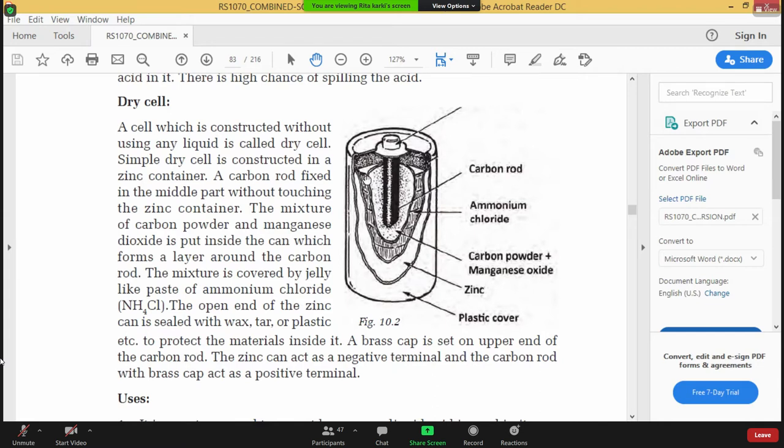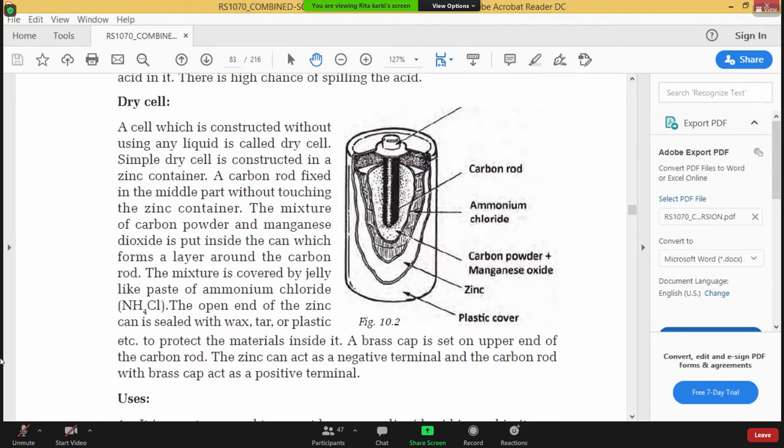Outside this ammonium chloride, we can find another layer of chemical that is wrapped inside a muslin bag, which is known as carbon powder and manganese dioxide. The mixture of carbon powder and manganese dioxide is kept inside the muslin cloth, which forms the layer around the carbon rod. Similarly, there is also the ammonium chloride, as I have already told you, which is kept in between the carbon powder and manganese dioxide and the carbon rod.